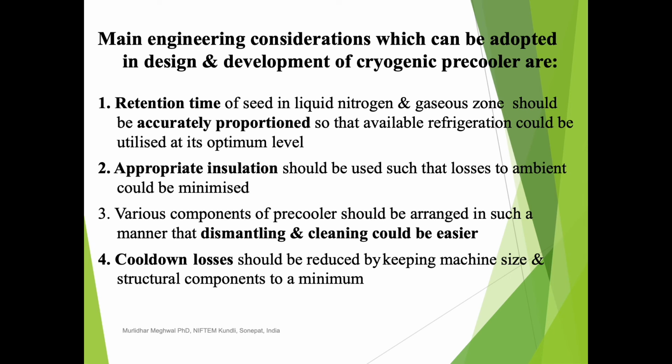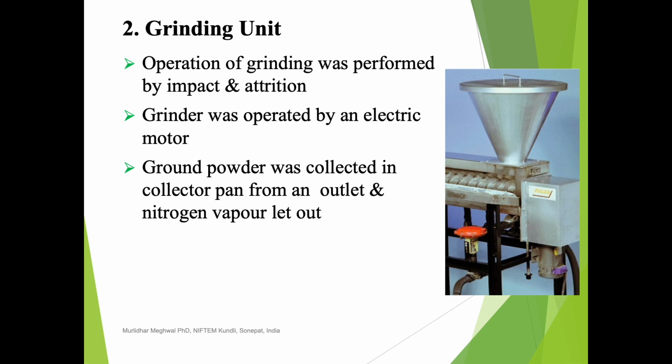So there are several engineering considerations: the retention time, appropriate insulation, ease in dismantling and cleaning, and reduction in the cool down losses. So this is the setup of the grinding unit. Its grinding operation was performed by an impact and attrition mill in this grinder. The grinder was operated by an electric motor. It has an electric adjustment operation. The ground powder is collected in a collector pan from an outlet, and nitrogen vapor is let out.